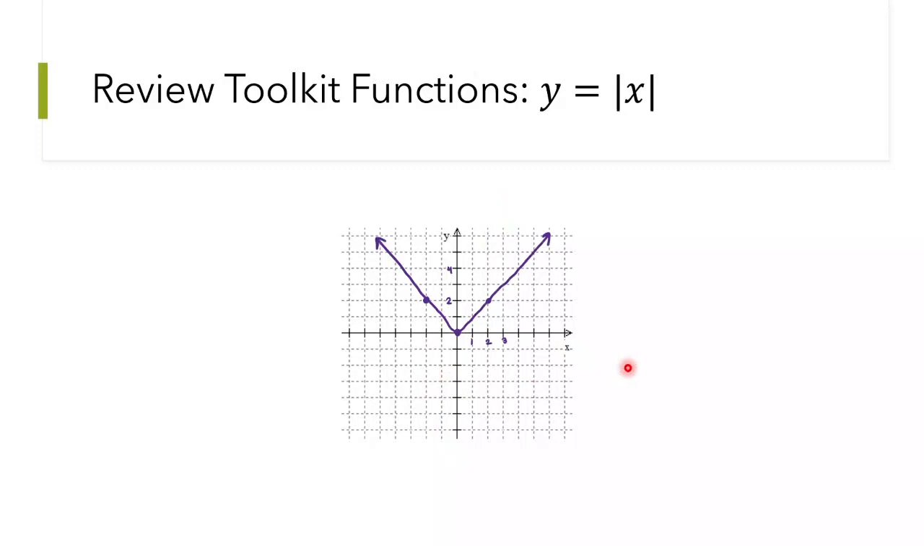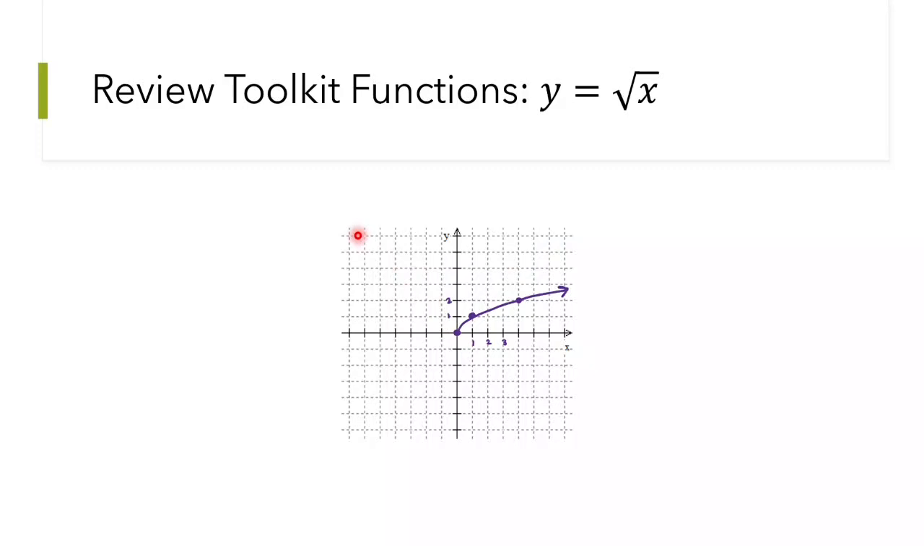Y equals the absolute value of x. This function looks like a V. It also goes through the origin. And the right side of the graph actually looks like the line y equals x. The left side of the graph looks like the line y equals negative x.